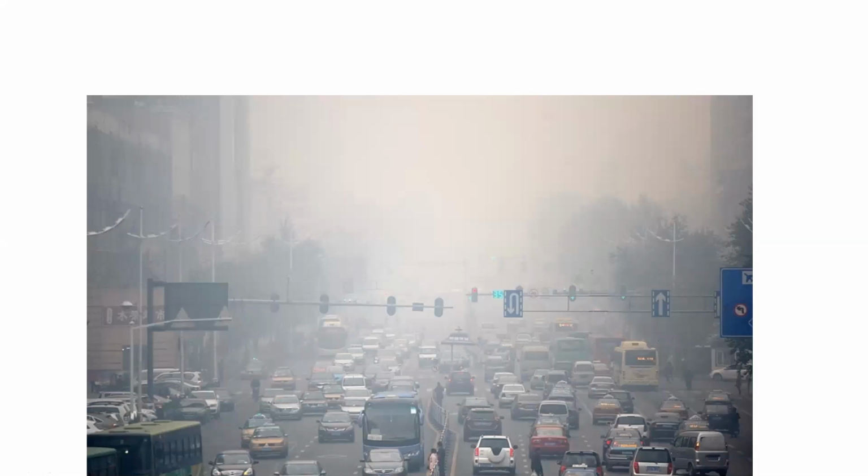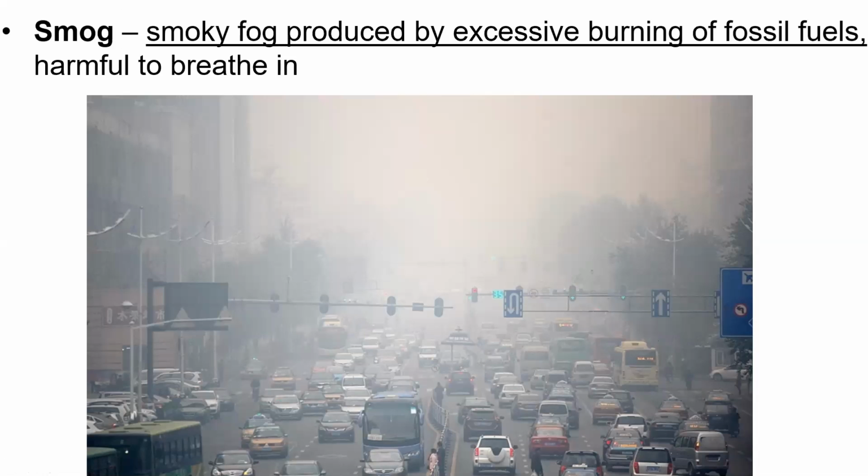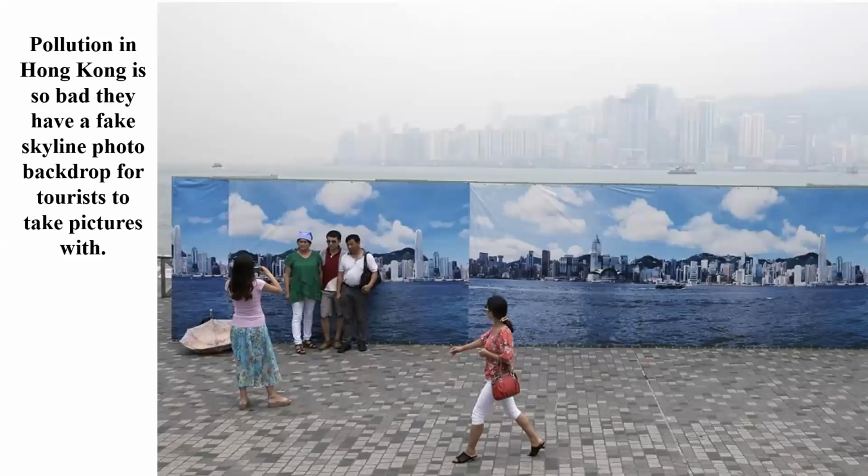Another type of air pollution is clearly visible in a picture like this, and this is called smog. It's basically smoke and fog, smoky fog, smog. This is produced by excessive burning of fossil fuels, and this is really harmful to breathe in. Smog is worse in populated areas, more densely populated areas like big cities.